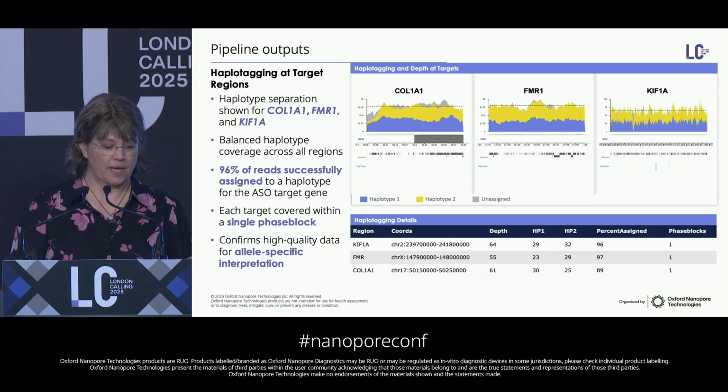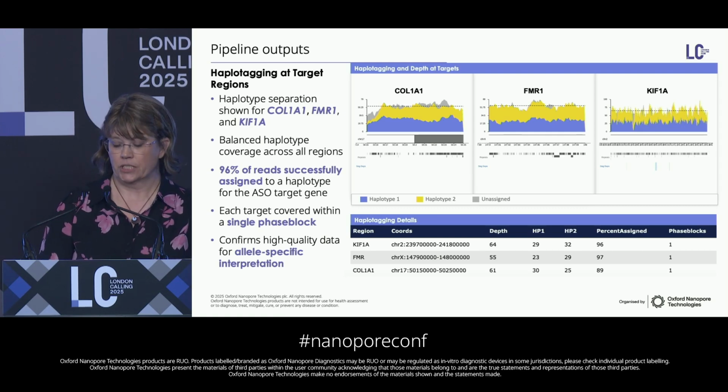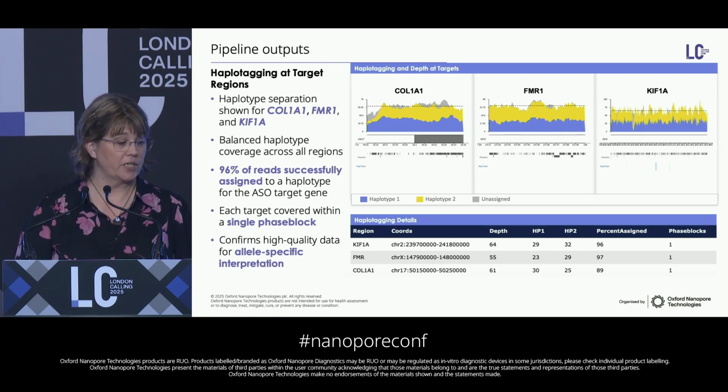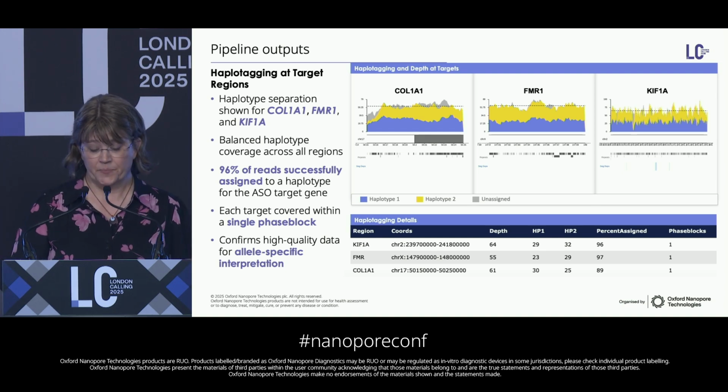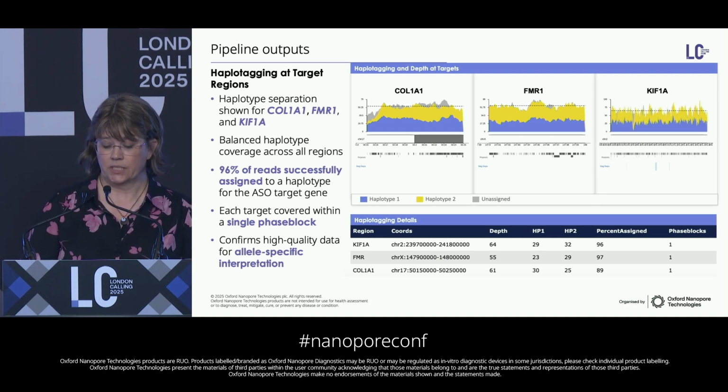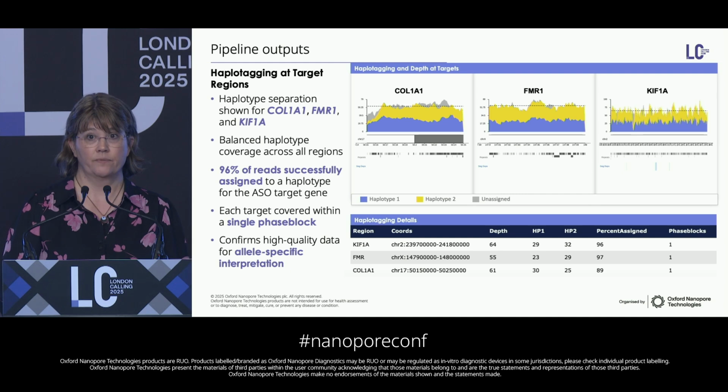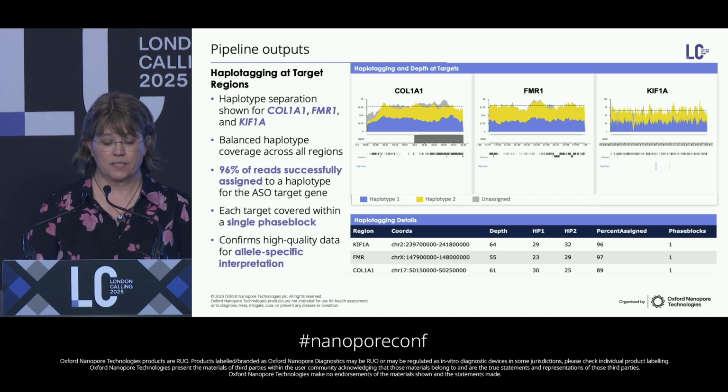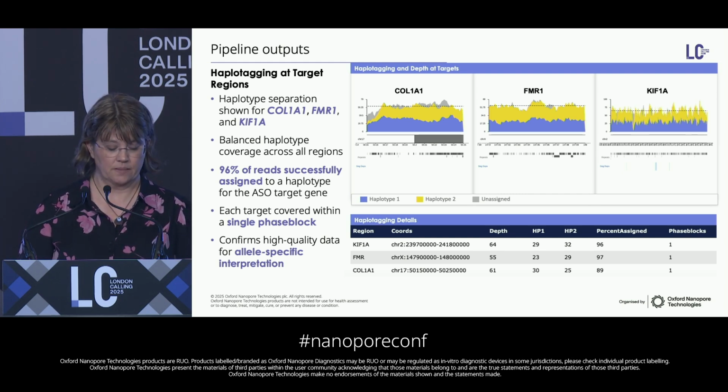This slide shows haplotagging for our target regions. You can see clear phasing separation across all targets. Depth across each region is between 55 and 64x, and we see balanced assignment to haplotypes in all cases.